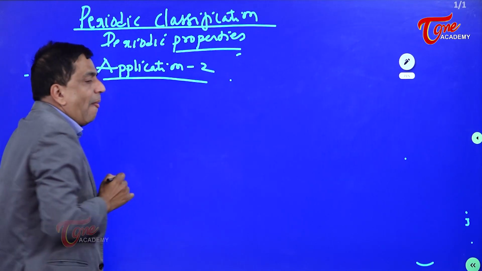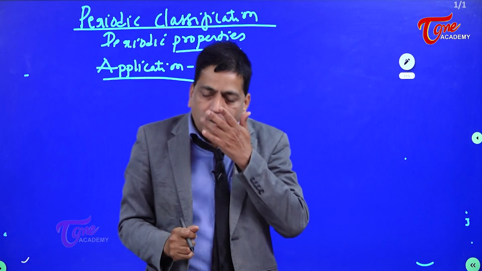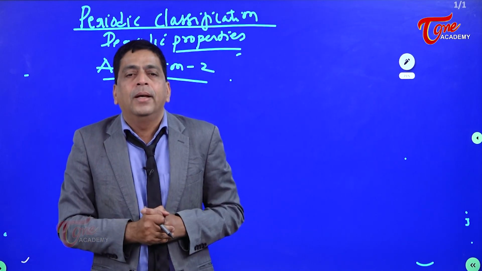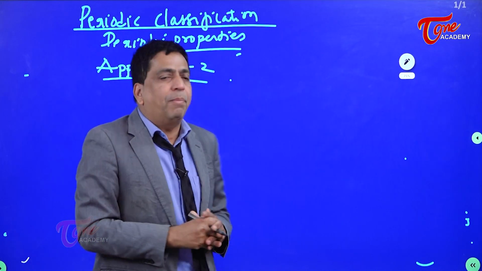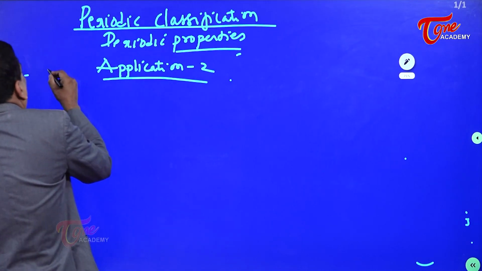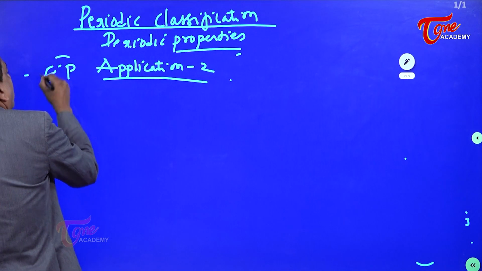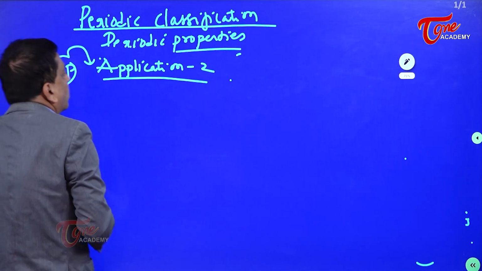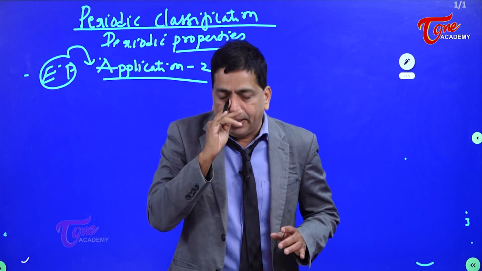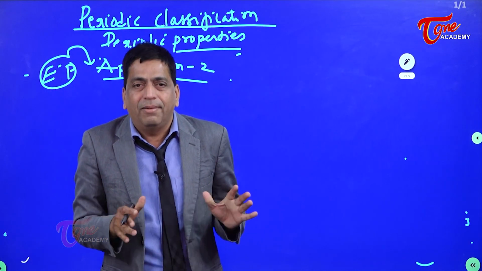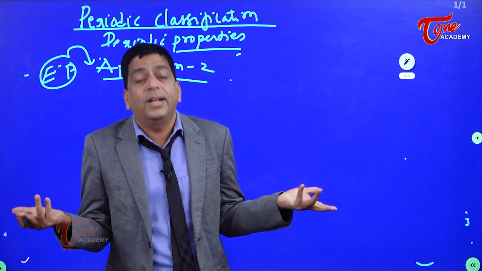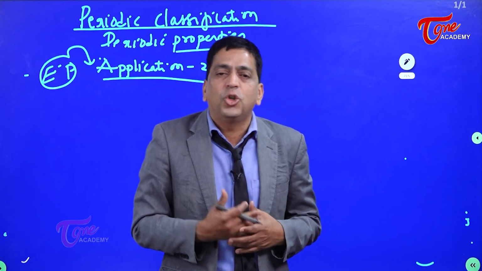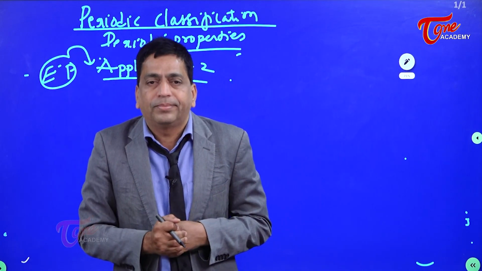Application 2. Now what is application 2 of electropositivity? Look into the definition of what we are telling electropositivity to be. Application number 2, mind you this. Now what are we dealing with? Electropositivity, recollect the definition. What did we say? The ease with which you lose an electron.